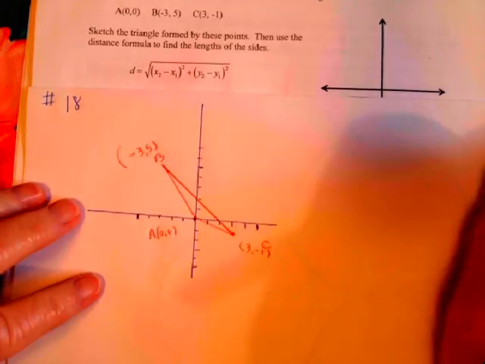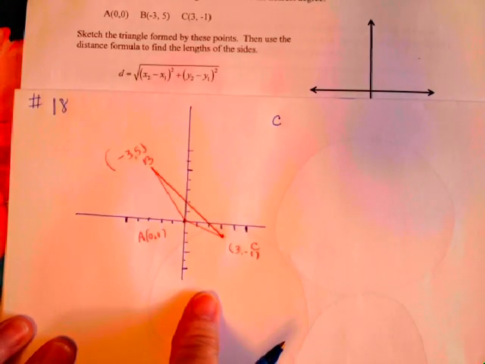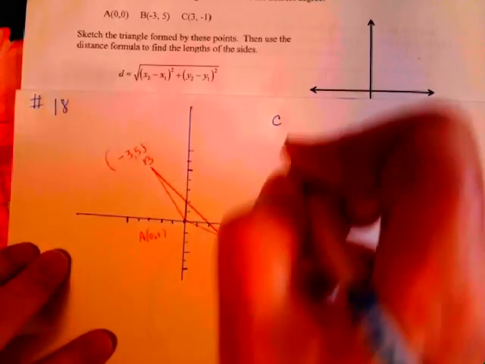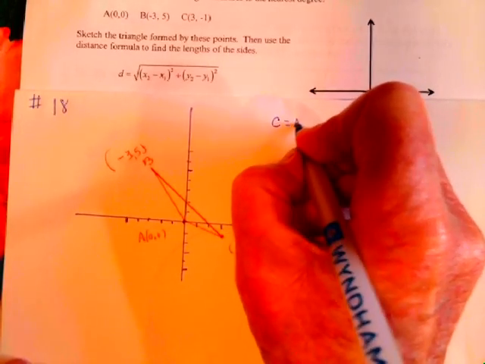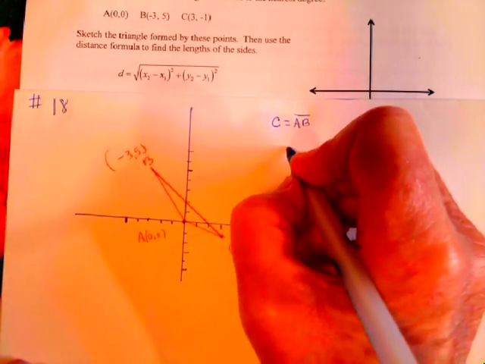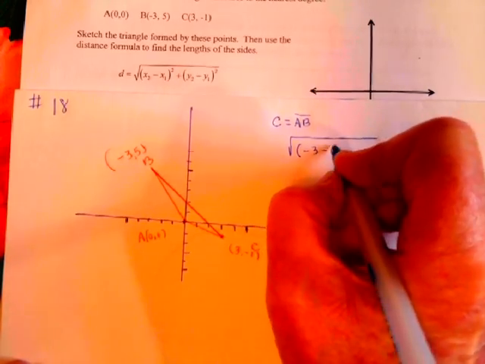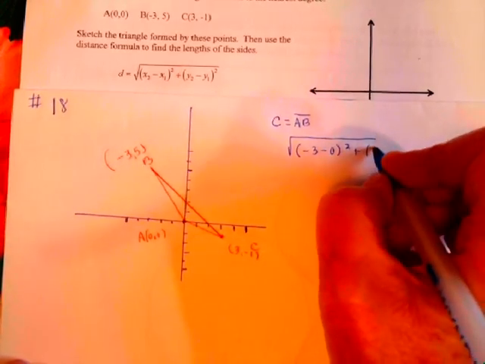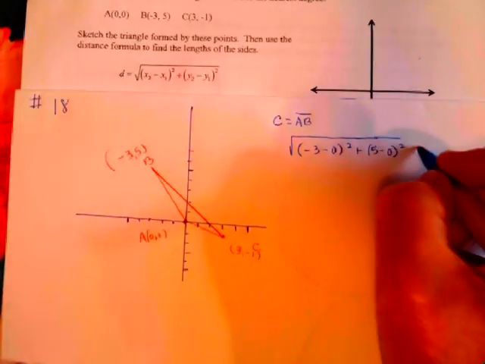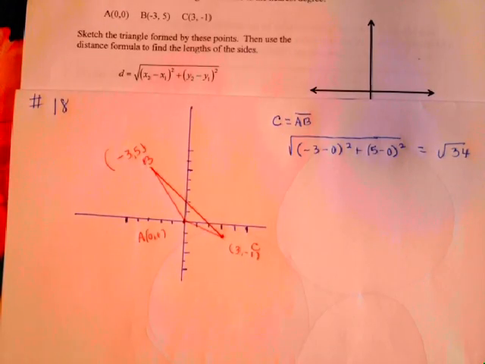So if we want to find the length of side C, that would be telling me that I want to know how far it is from A to B. So I want to know the length of line segment AB. That is the square root of negative 3 minus 0 squared plus 5 minus 0 squared. Put that in your calculator. You got the square root of 34. Do not change it to a decimal. Just leave it the square root of 34.